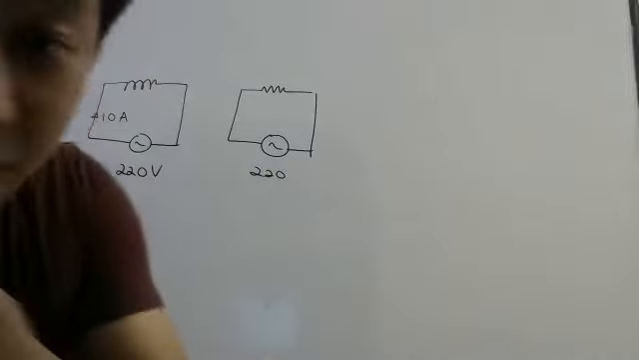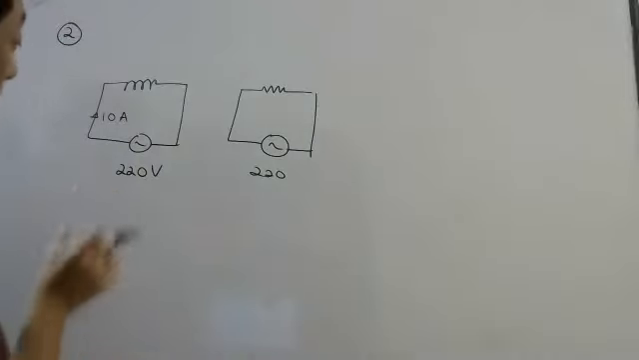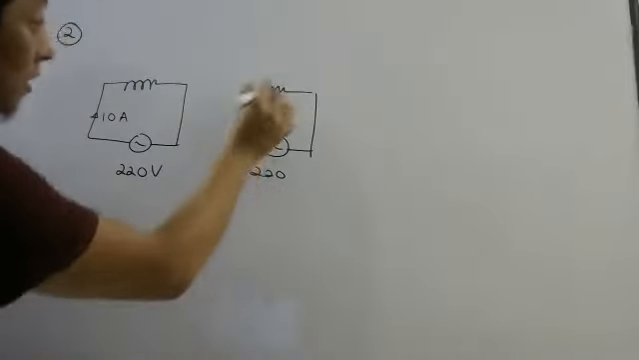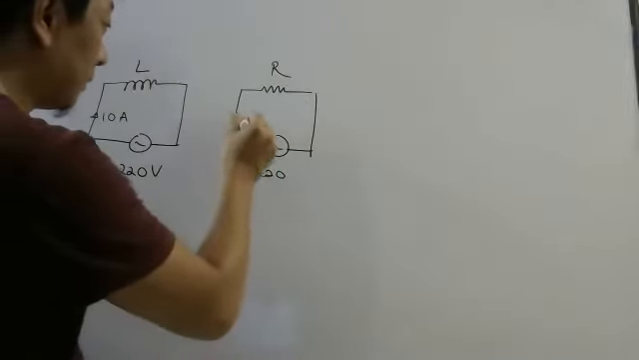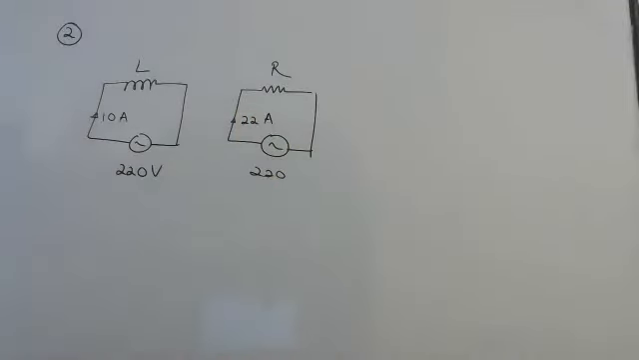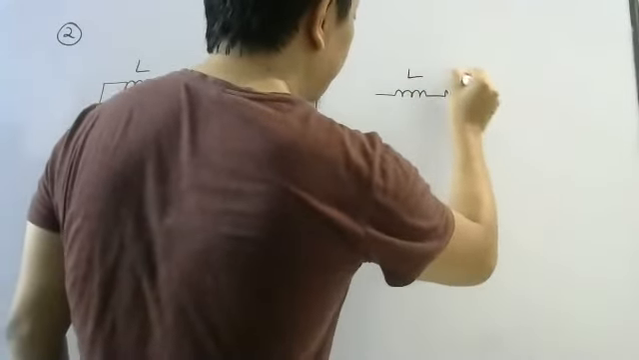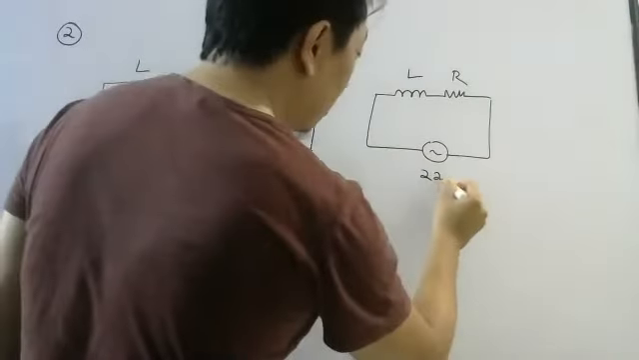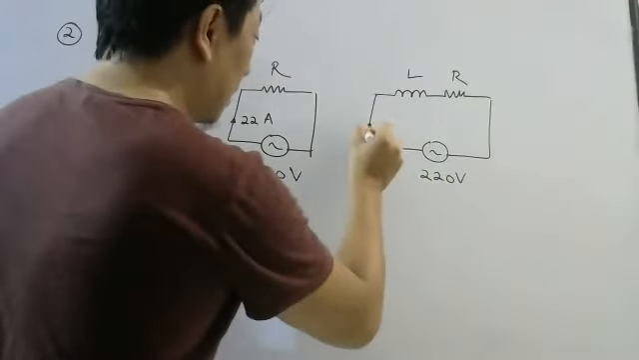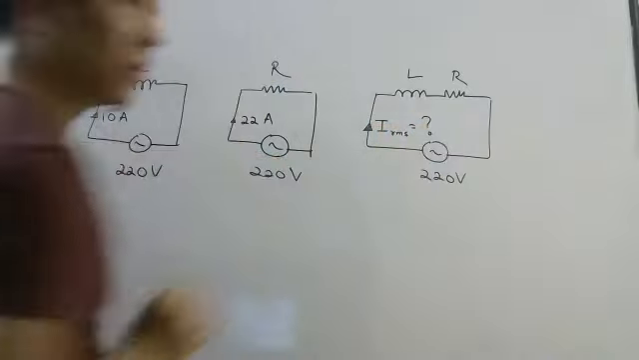You will find the question in the EPL if you want to see the question, but try to understand, that is more important. When you apply the same source to a resistor, this is inductor, the current that flows here is 22 ampere. Okay. Question is, when these two are connected in series, that time if you apply the same source, matlab this will be also 220, then what is the current here? Okay, so that is the question.